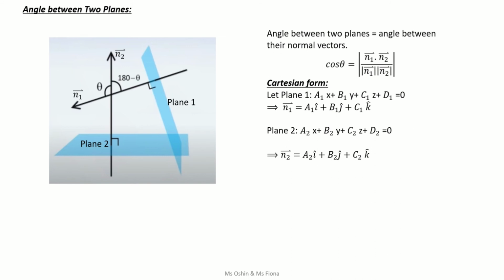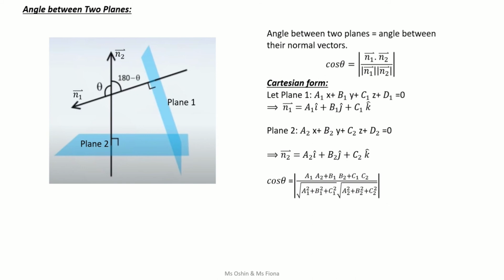Substituting this in the vector equation, for the numerator we have to find the dot product of n1 vector and n2 vector, that will be equal to a1 into a2 plus b1 into b2 plus c1 into c2, divided by magnitude of n1 vector, which is square root of a1 square plus b1 square plus c1 square, and magnitude of n2 vector, which is equal to square root of a2 square plus b2 square plus c2 square.